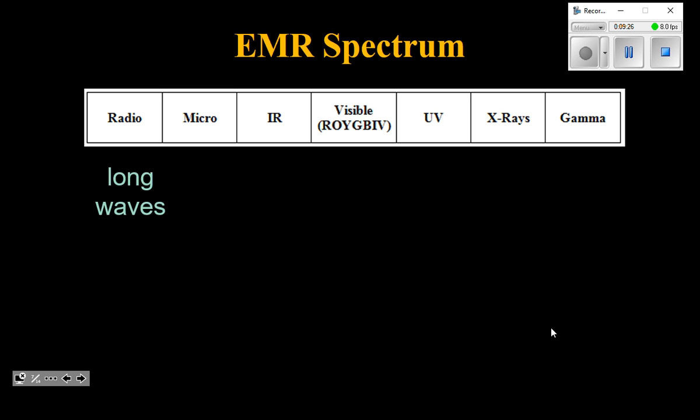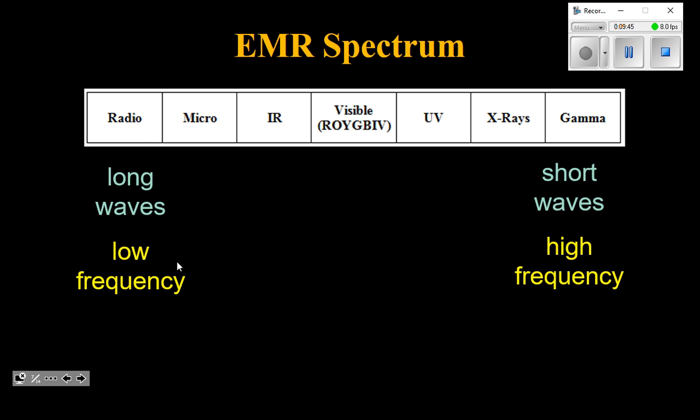Again, if you look at the radio waves, very, very long waves. Gamma side, very, very short waves. From long to short, they go in this order: radio, micro, infrared, visible, ultraviolet, X-rays, and gamma rays. The radio waves have very, very low frequency, and then each level next to it has higher frequency, with low energy on the radio end and high energy on the gamma side.